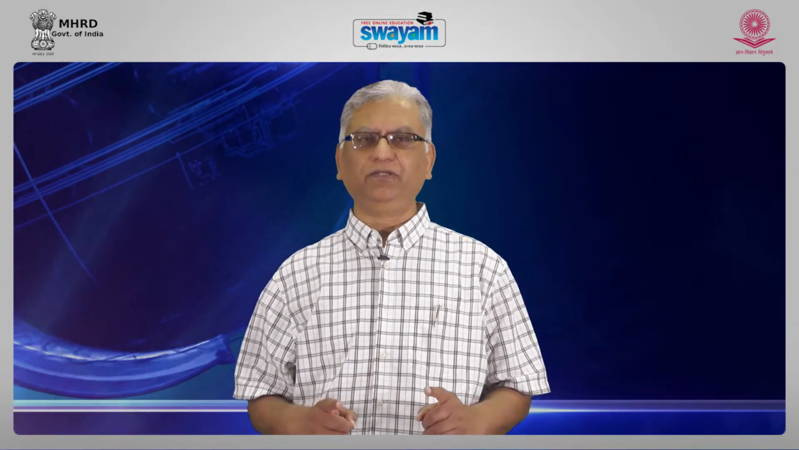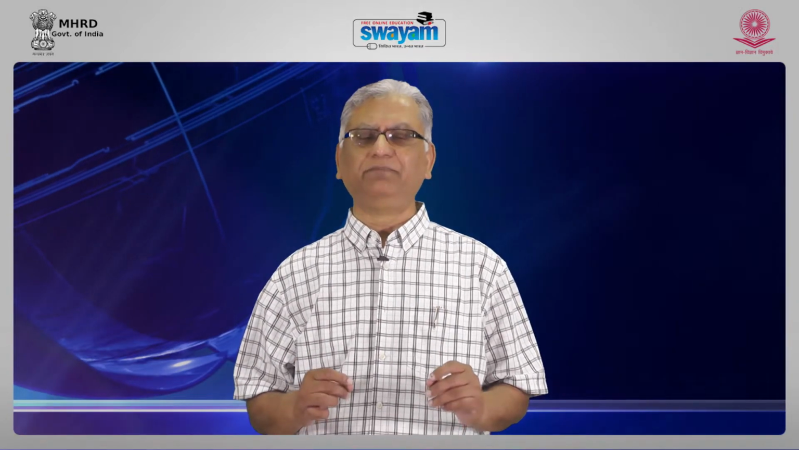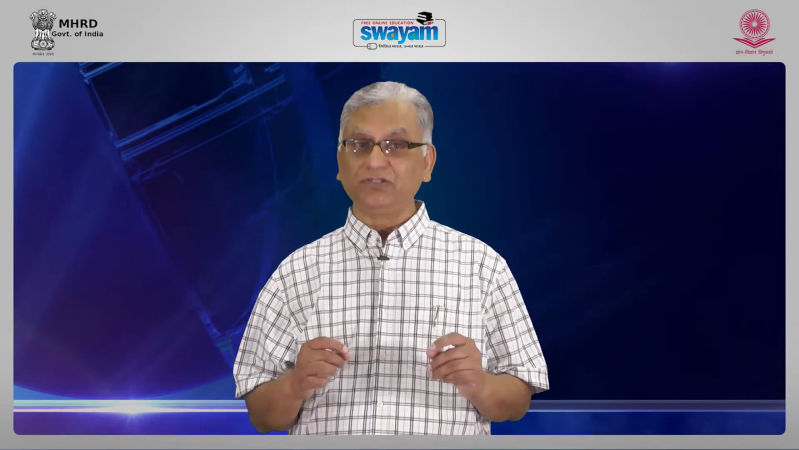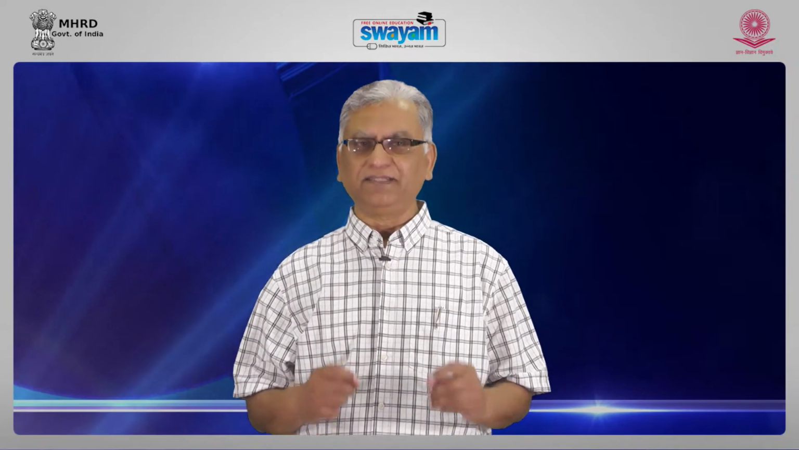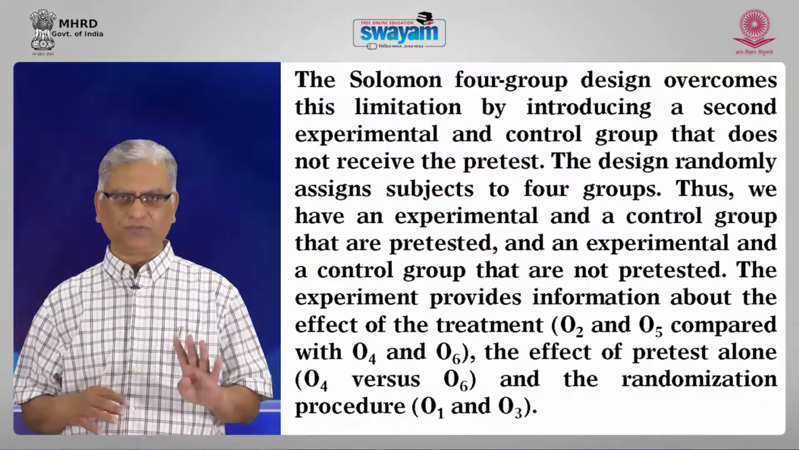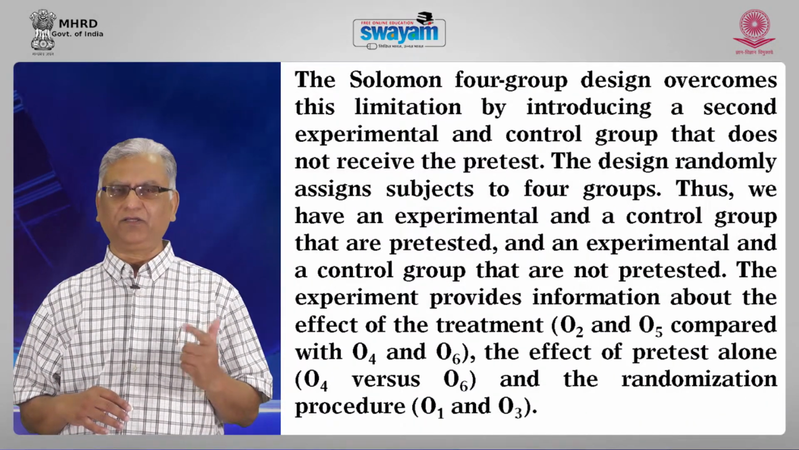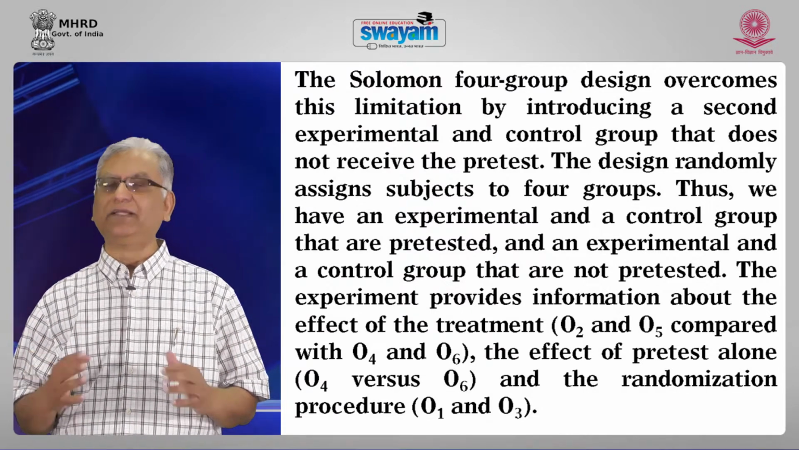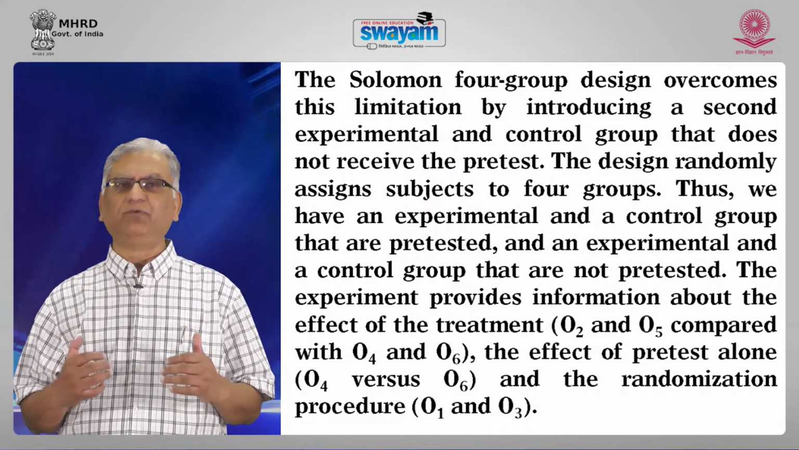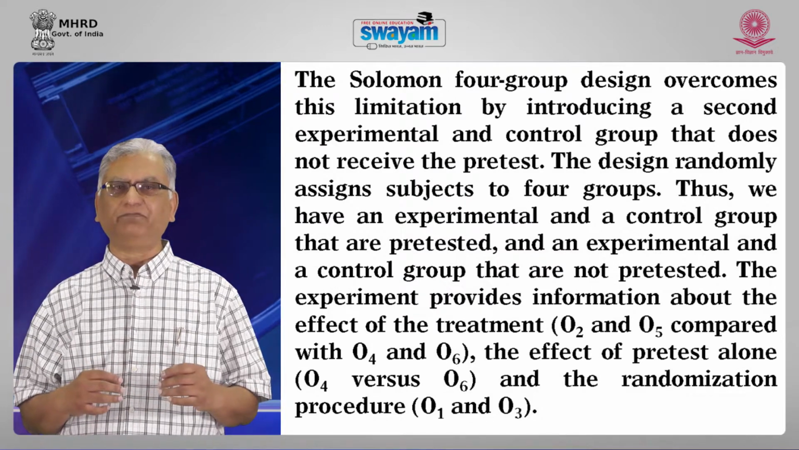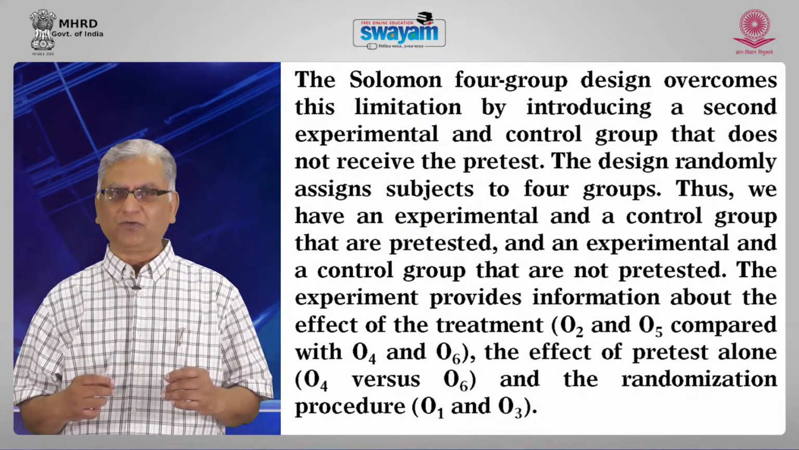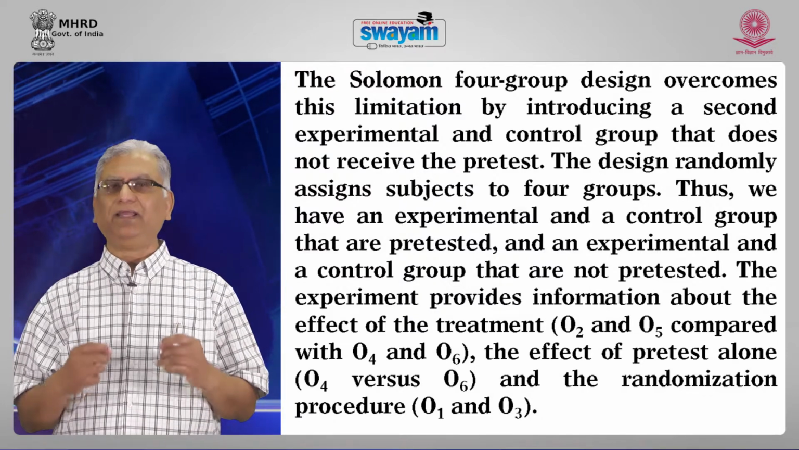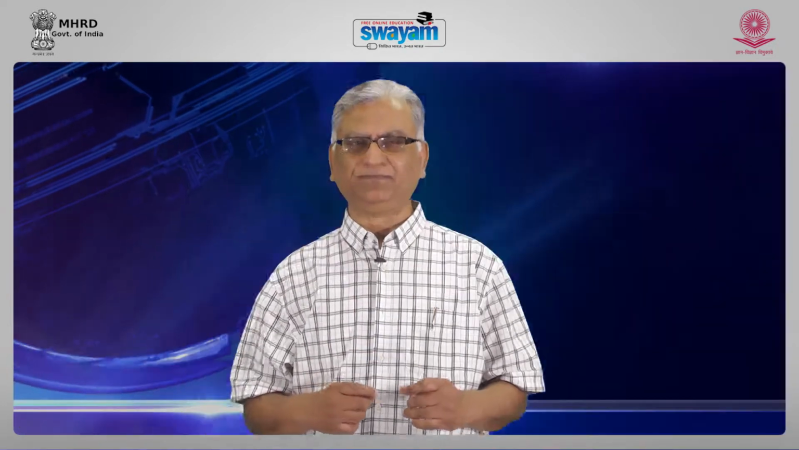The Solomon 4-group design overcomes this limitation by introducing a second experimental and control group that does not receive the pre-test. The design randomly assigns subjects to 4 groups. Thus, we have an experimental and a control group that are pre-tested and an experimental and a control group that are not pre-tested. The experiment provides information about the effect of the treatment, the effect of pre-test alone, and the randomization procedure. Let us understand this design with an example.